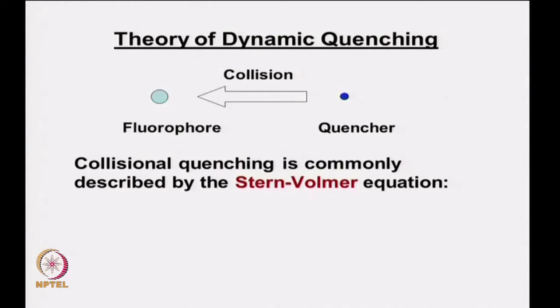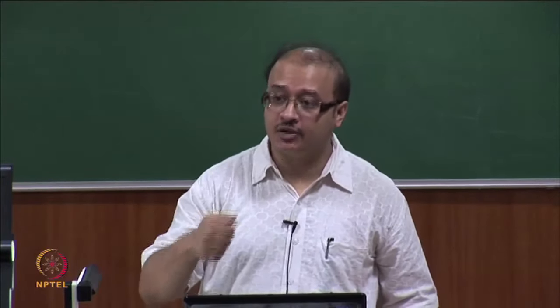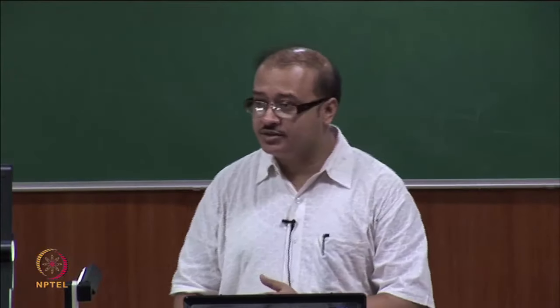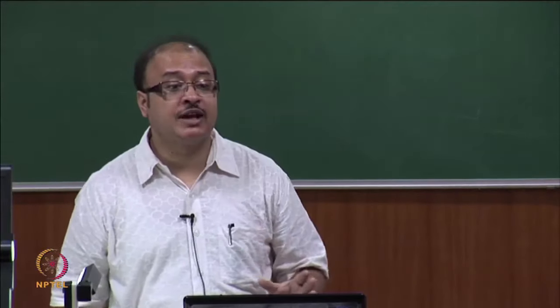Collision quenching is commonly described by the Stern-Volmer equation. Let me again repeat, dynamic quenching is often referred to as collisional quenching, because, as you are seeing on the arrow, it is written collision. Only when the collision is happening is the quenching seen. So, for the quencher to go to the fluorophore, it has to diffuse and then collide. Diffusion would play a very important part in this type of quenching. The Stern-Volmer equation, or equations, because we will be looking at a few more later, are a classic set of equations that describe most of the types of quenching that we encounter.